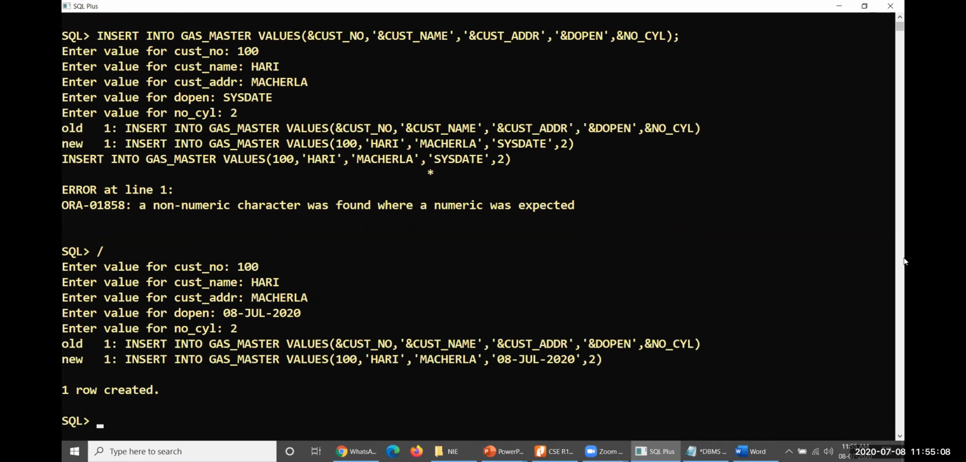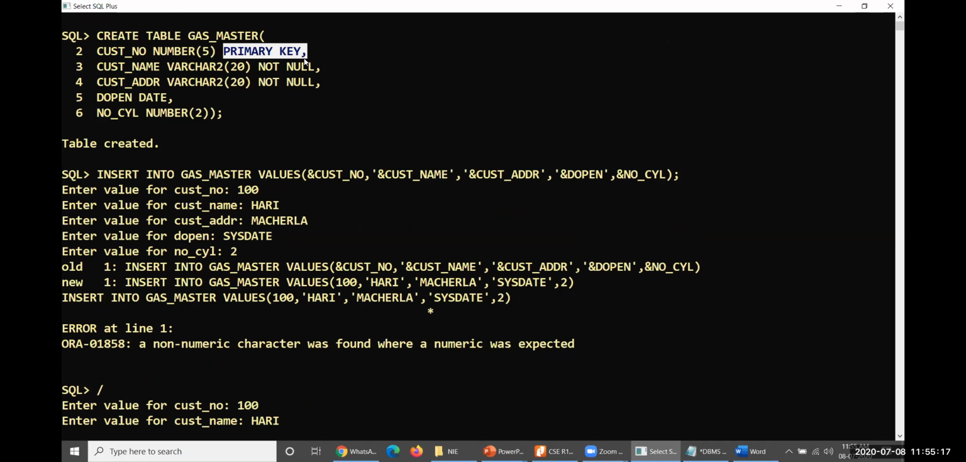Look at this. You have one particular constraint here, and that constraint is primary key. If you fail to satisfy this primary key, then gas master will be restricted from entering the data. That's all, there is no other point here. If you are entering data into gas master, it does not refer to any other tables. It has its own values.